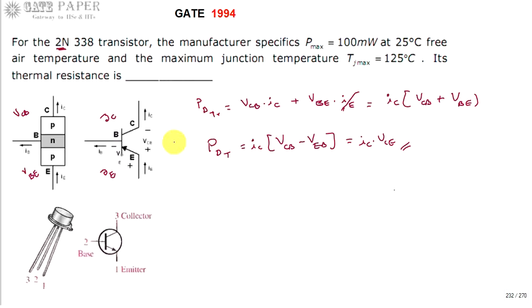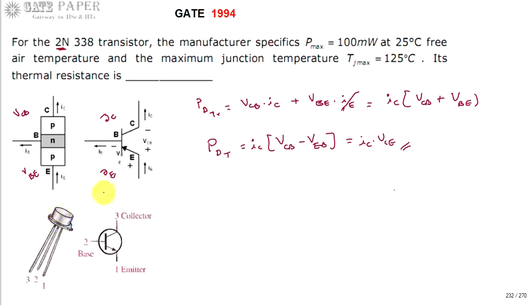Whenever power dissipation takes place, it happens in the form of heat. Power dissipation originates at the junction, and that is dissipated in the form of heat. That heat starts from the junction and goes through the case. The transistor is kept in a case; you can see the case over here, and within it you have the transistor.